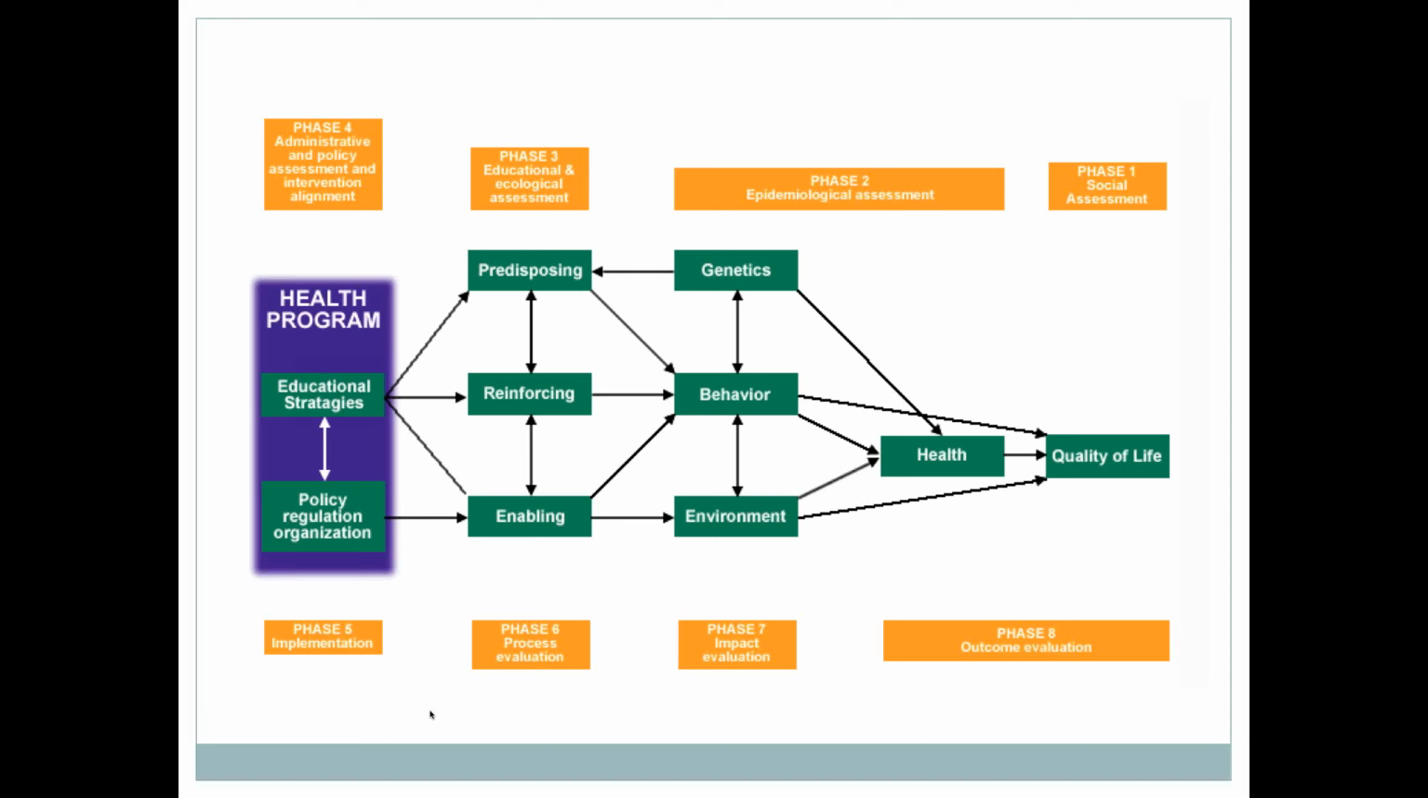At the bottom, you have the 4 phases of Proceed, which are implementing the program, investigating processes like fidelity and different types of activities within the program, Impact, which looks at whether the risk factors were changed, and then Outcome, looking to see whether you've affected your community identified health outcome.